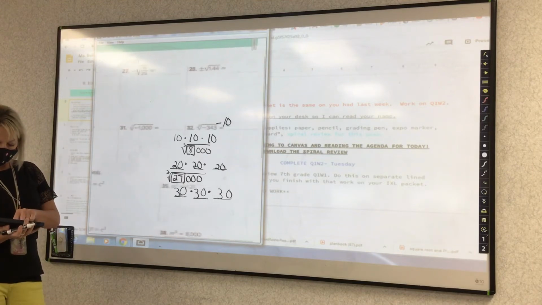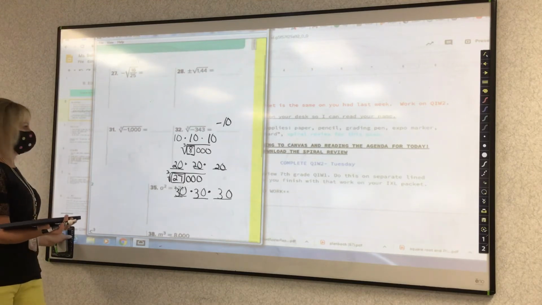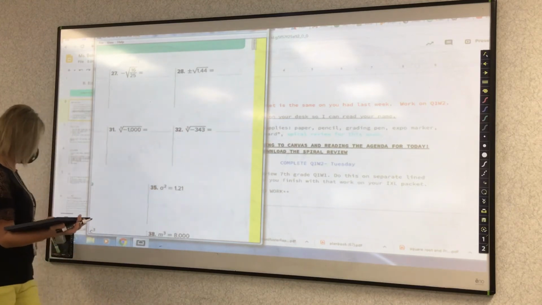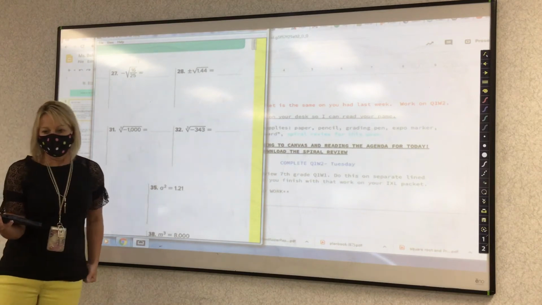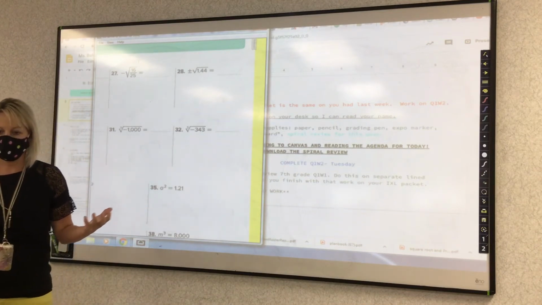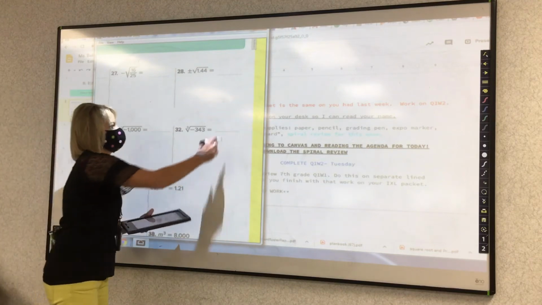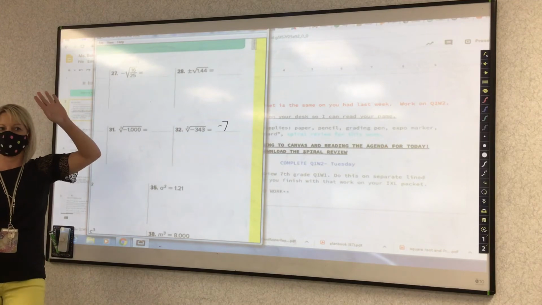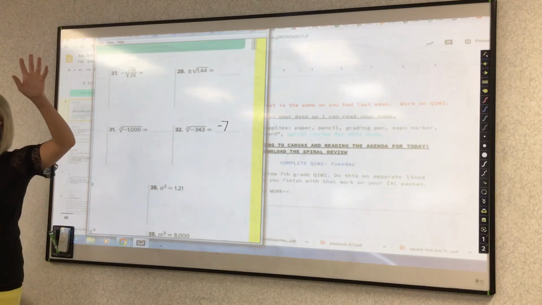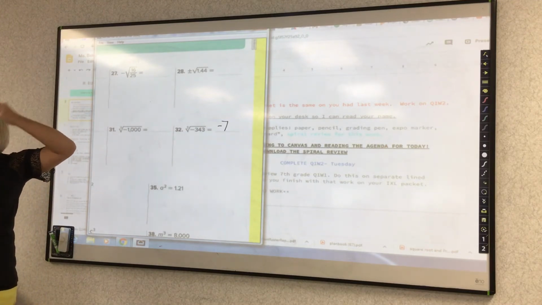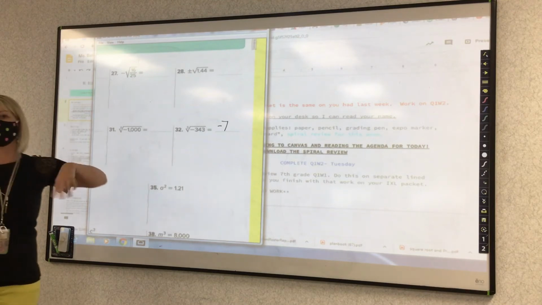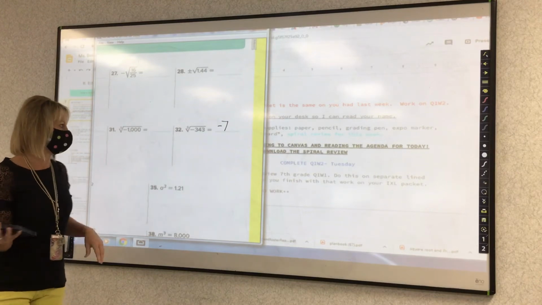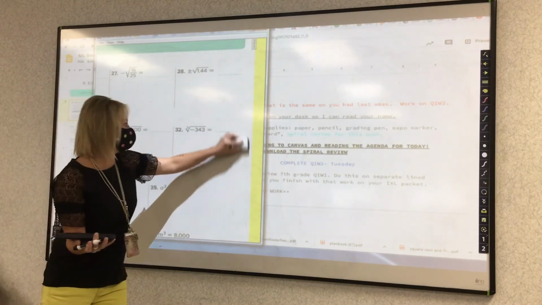Okay. 32. The cubed root of a negative 343. You guys should know it. What is it? Negative 7. How much easier was it by having that cheat sheet to use? It would be a lot, but you're going to have to get some of those memorized. Not so much the cube roots, but anything squared. You need to get those memorized. So going on to 34.